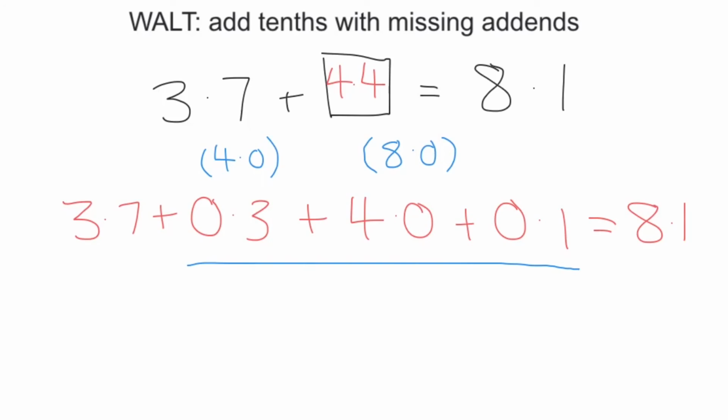And so that's pretty much the basics of adding tenths with missing addends. The key to remember is to make sure that you go up in these nice, tidy, simple numbers. Don't make it hard for yourself, because maths is all about making it really, really easy. Okay? So make it easy for yourself, go up in those nice tidy numbers, and then you will do really well with this.